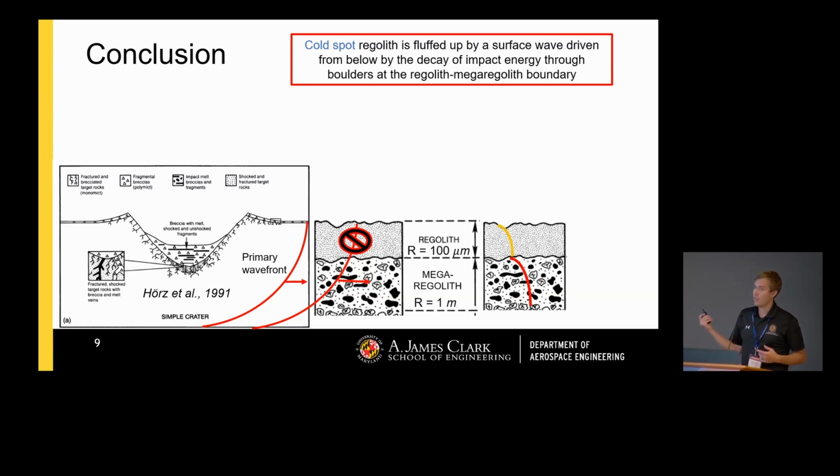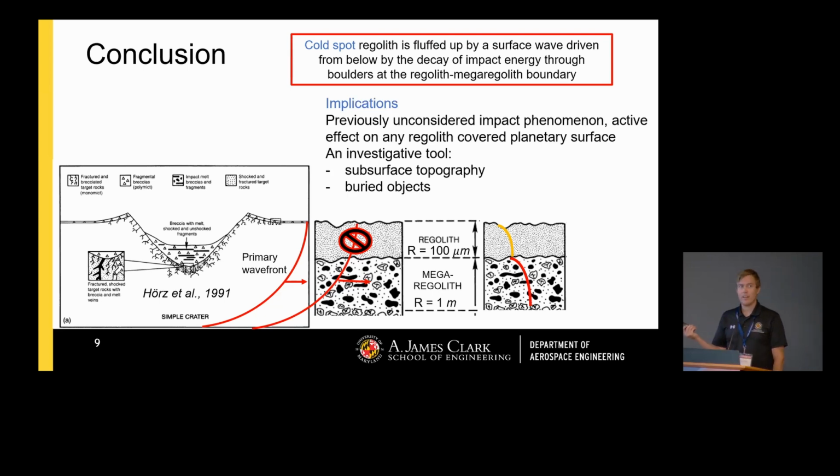And as long as the collisional velocity in the wavefront is sufficient enough, you're going to get this surface wave, which fluffs up the regolith. So I think this is a previously unconsidered impact process on any regolith covered body in the solar system. And so you could look at the signature of a cold spot to maybe look at buried objects or the local subsurface topography.